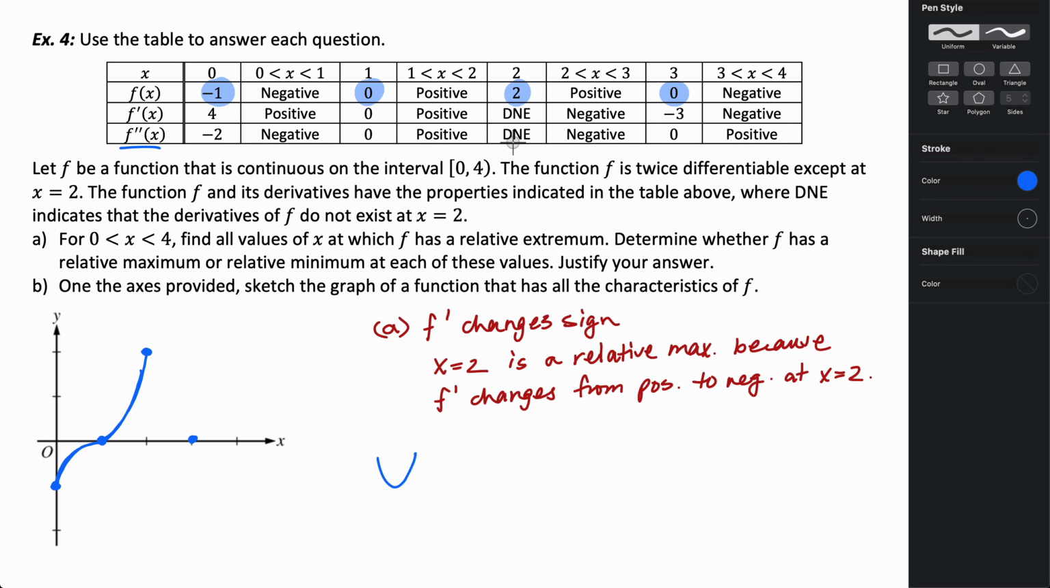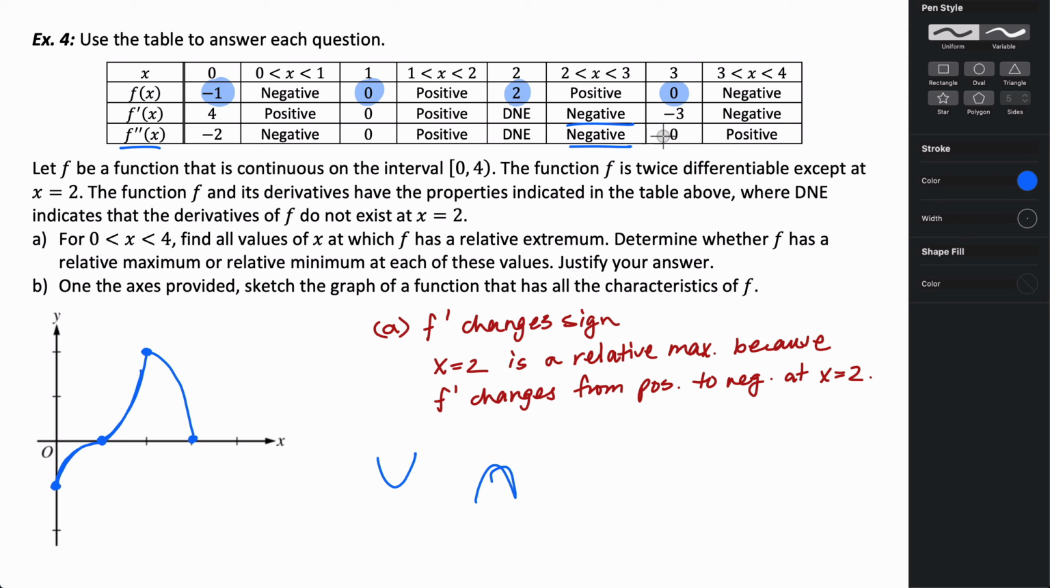My derivative doesn't exist at 2, so I'm guessing we're going to have some sort of sharp point, because the function is defined there, so it's not because of a discontinuity. From 2 to 3, my second derivative is negative, and my first derivative is negative. So the first derivative being negative tells me I'm decreasing. The second derivative tells me I am concave down, right? Concave down. So it's going to be something like this, perhaps.